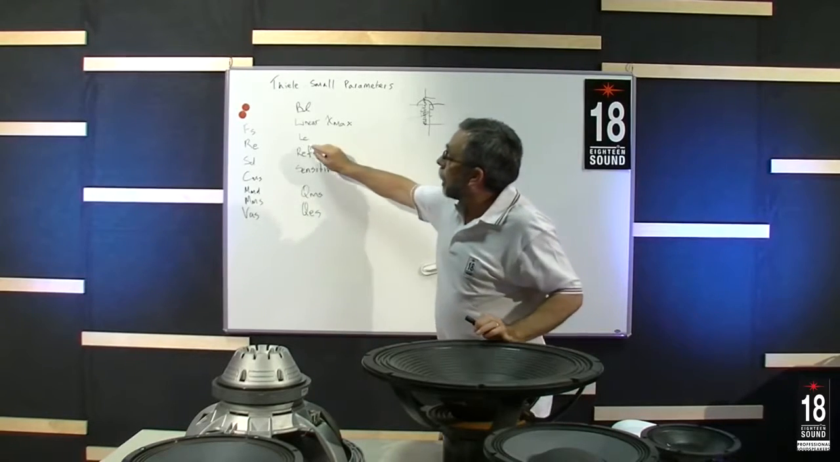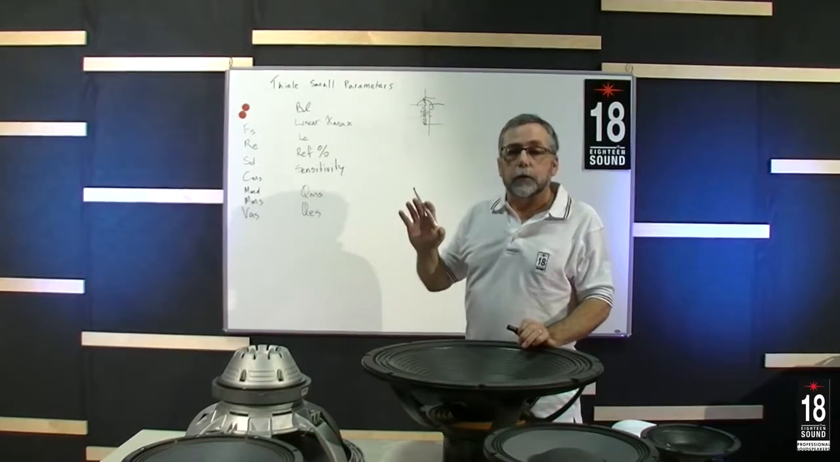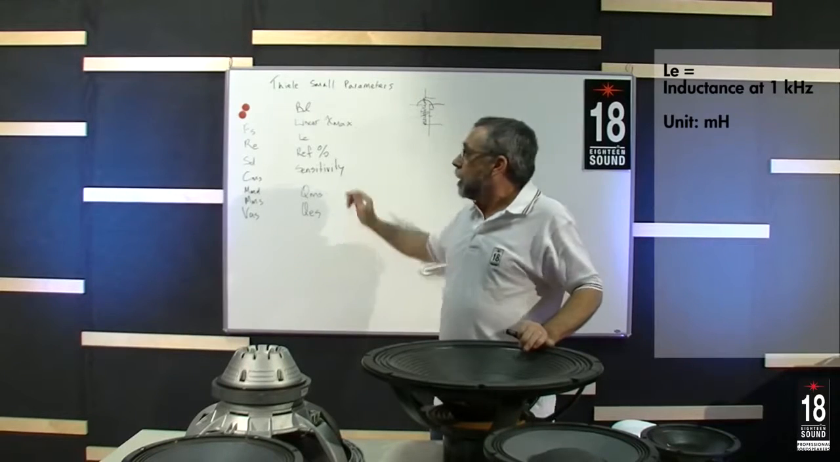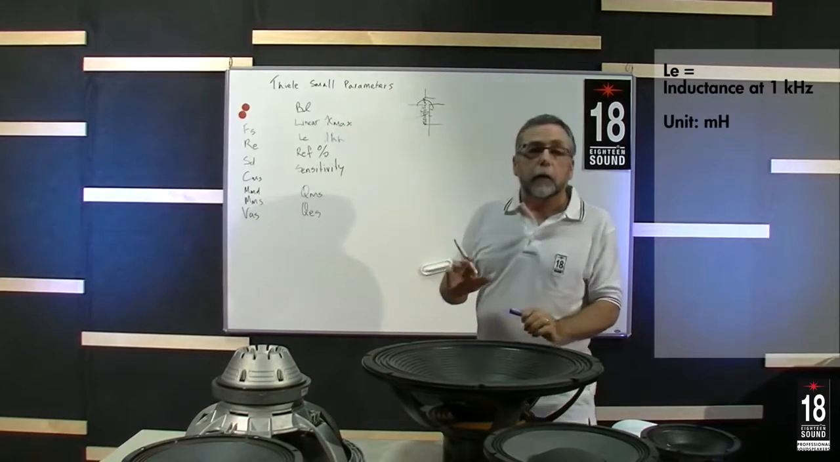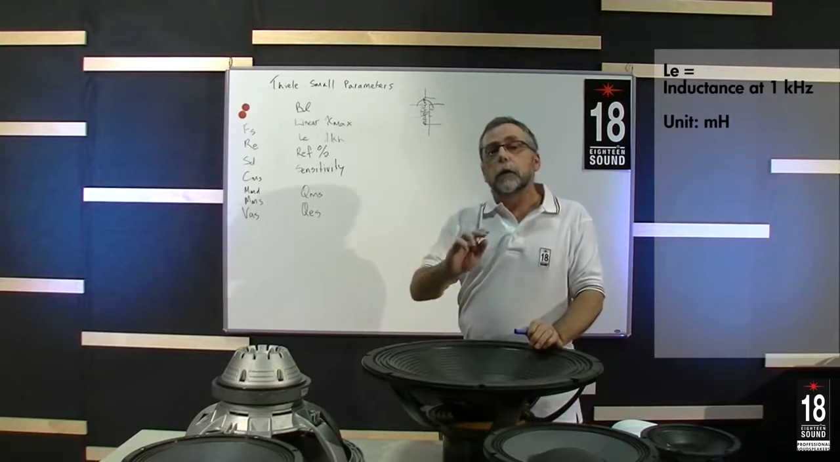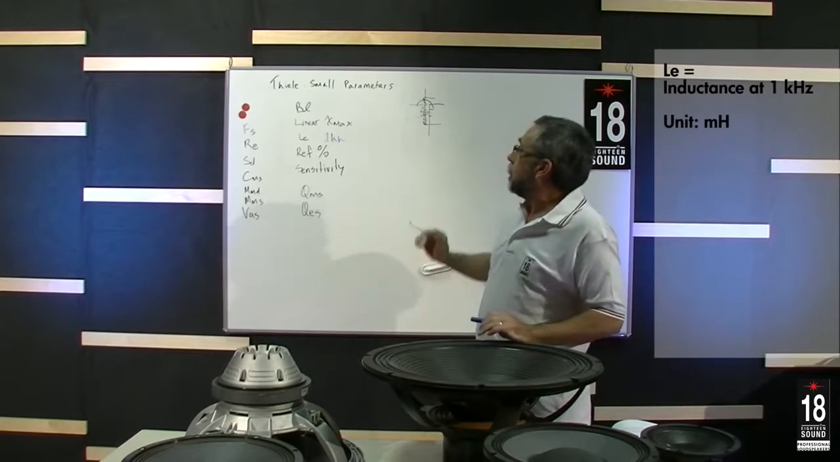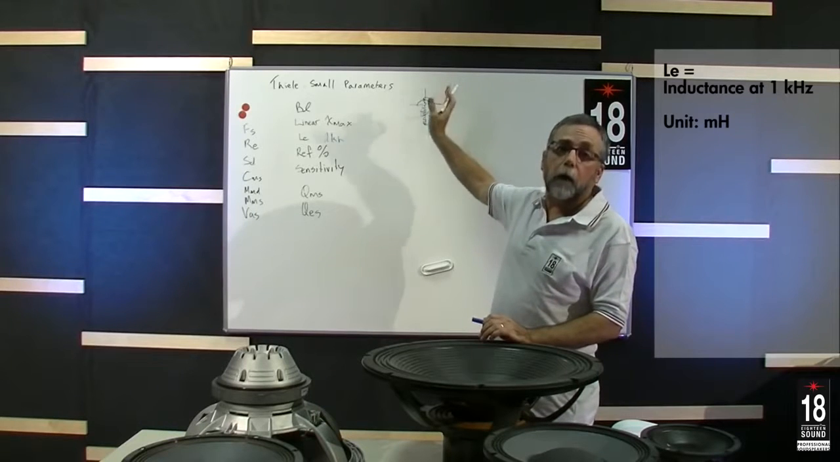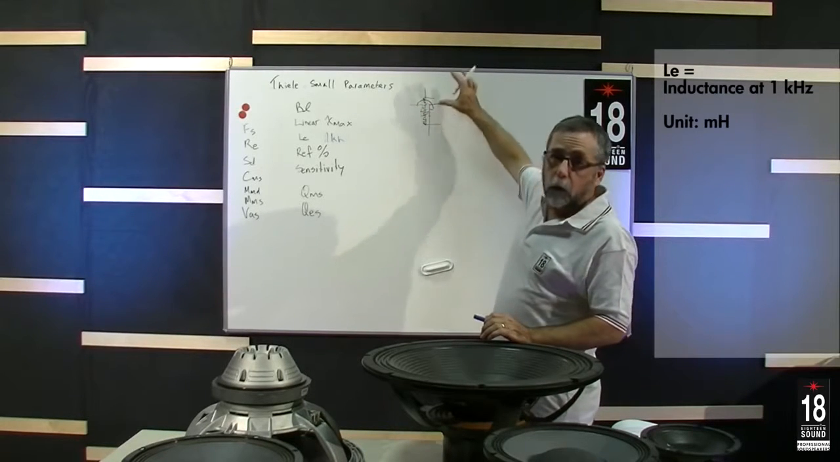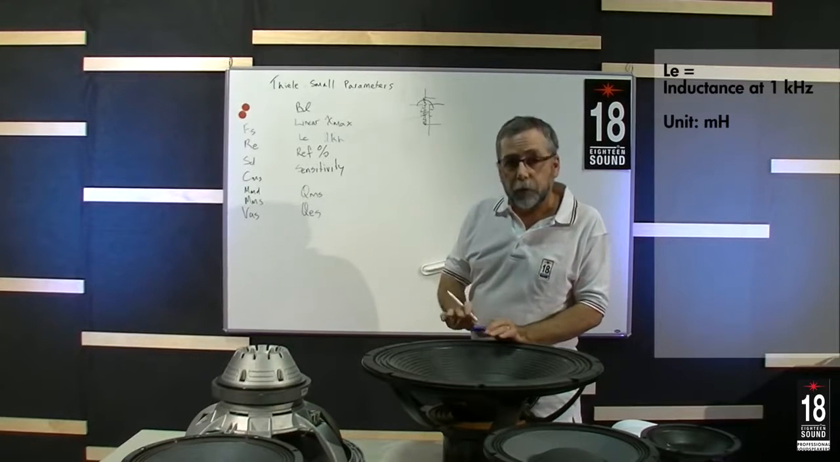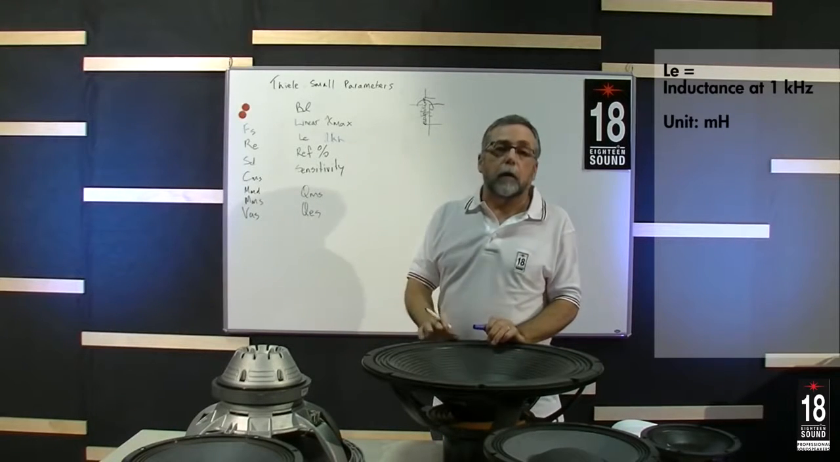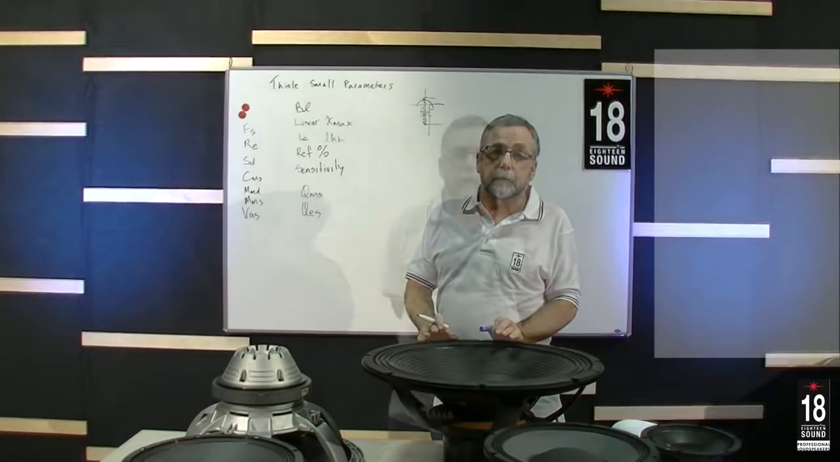So our next parameter here, LE, is a definition of inductance. Typically it would be the inductance at 1 kilohertz. And thinking about the voice coil, it is an inductor. It's an inductor that is in a field around iron, and as that coil moves, its inductance actually will change a little bit. But for the specification sheet, we usually define inductance at 1 kilohertz.